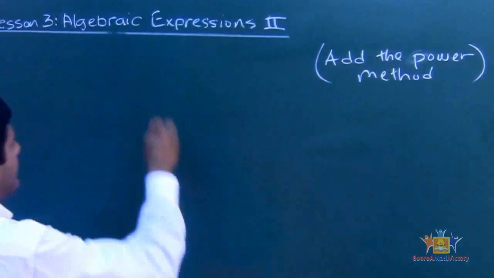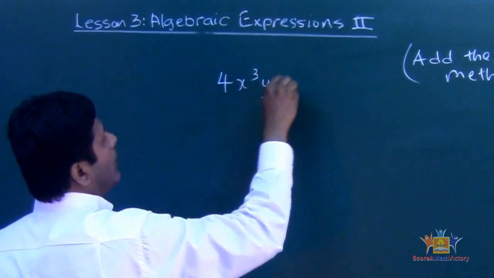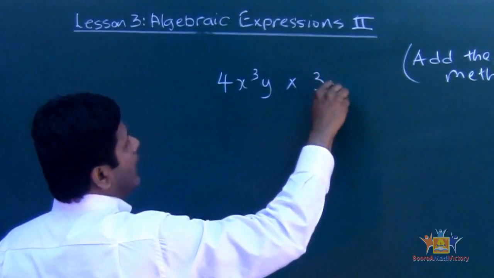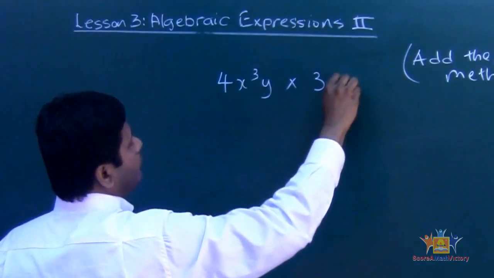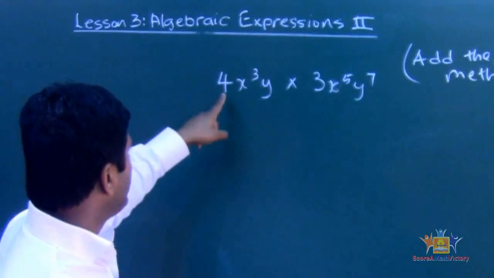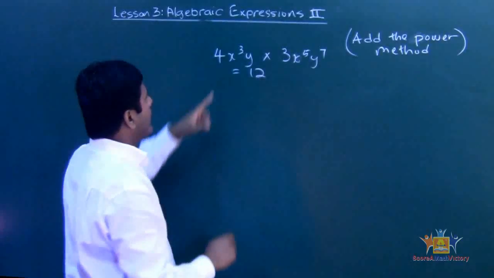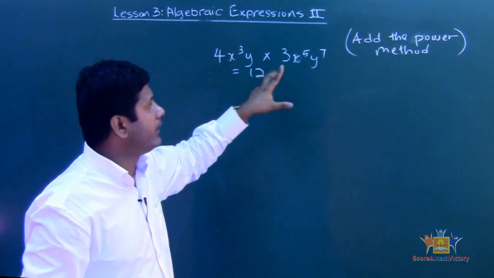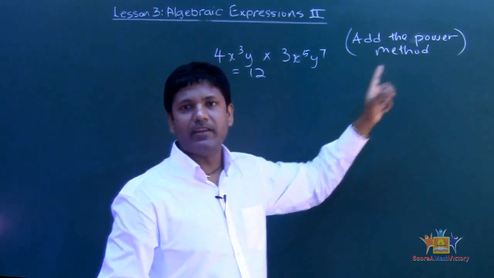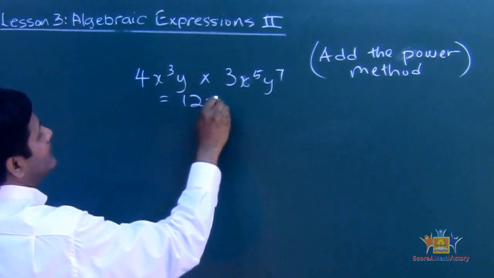What do I mean by that? For example, Mr. Mac gives you 4x to the 3rd, y, times 3, x to the 5th, and y to the 7th. We know 4 times 3 is 12. And then x and x, we're multiplying. Add the power method. We add the power when you multiply. 3 plus 5 is 8.